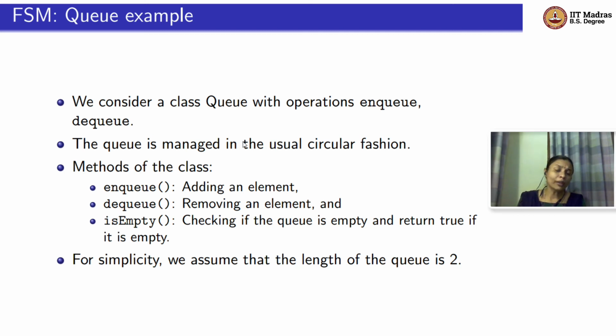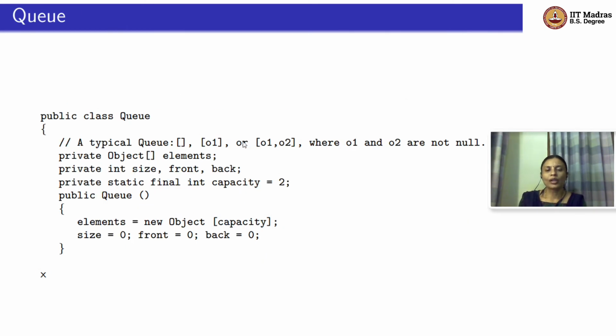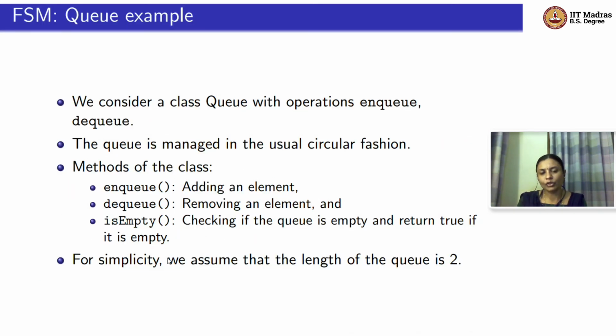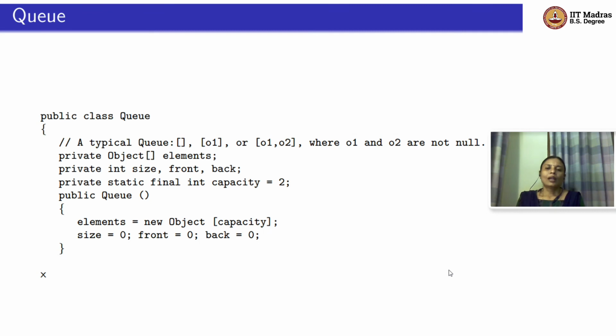The queue can be of any finite length, but for the purpose of illustration, assume that the length of the queue is 2. So let's start looking at the code. There's a class queue. For now, just for our assumption, assume that the length of the queue is 2. That is, it can have 0 elements, 1 element, or at max 2 elements. So a typical queue can be empty, as you see here. It can have only one element or it can have two elements. This part declares the queue and says its capacity is 2. Then it has the size of the queue, front and back elements, and then it initializes them.